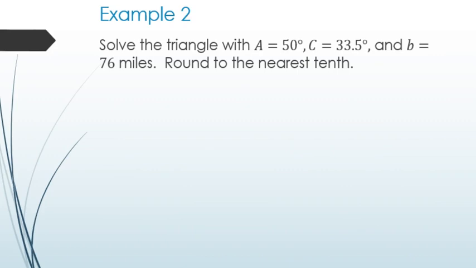This next example is pretty similar, honestly, but you'll notice that this time I don't have any of my angle and side pairs. I have angle A, angle C, and side B. So I don't have any of the pairs set, which means my first step has to be finding the missing angle. Since I know two of them, I can do 180 minus the two that I know, which is going to give me 96.5 degrees.